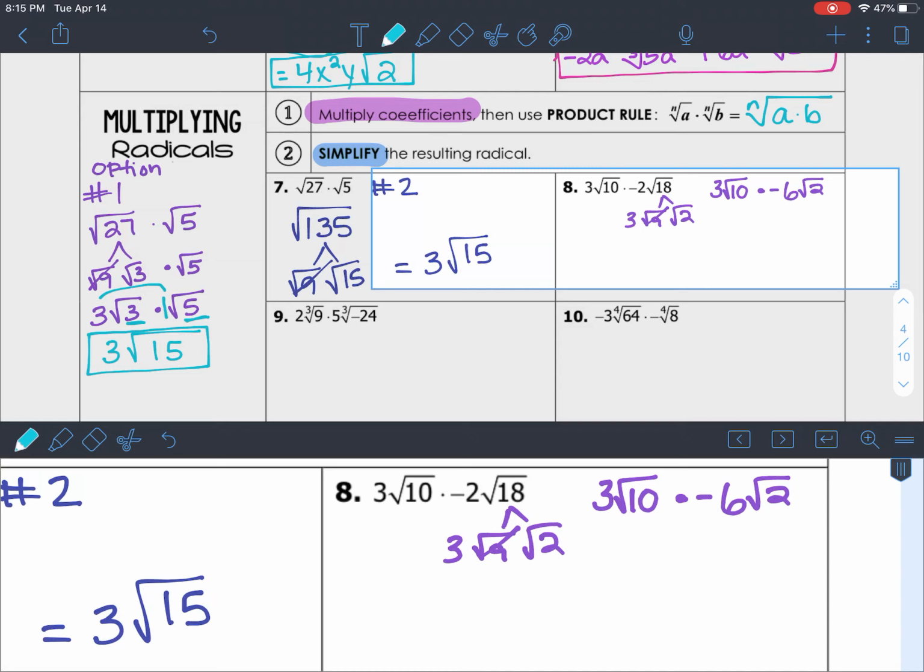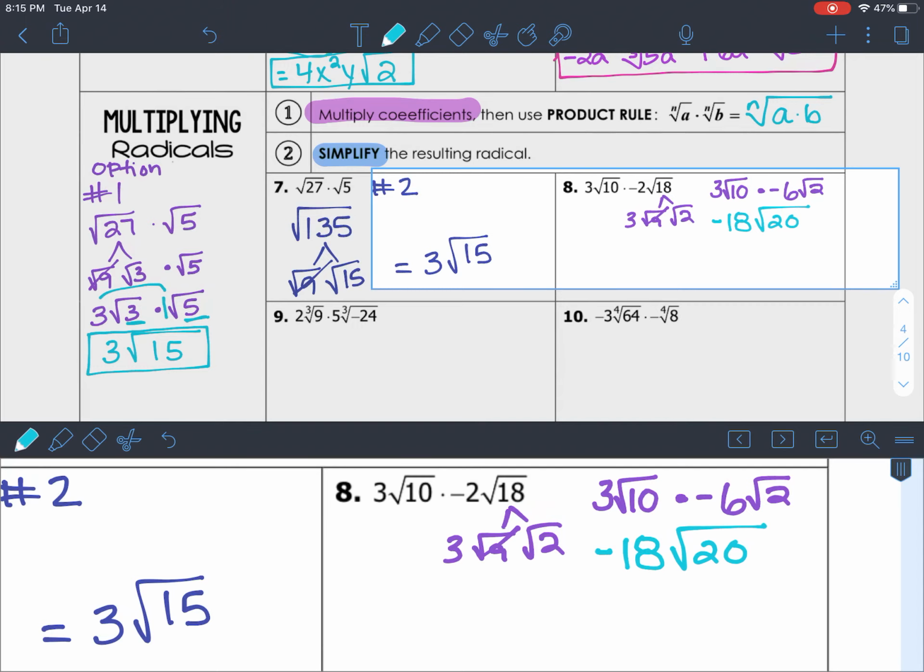So when I multiply, I'm going to do my 3 times my negative 6. So I'm doing my coefficients first. So 3 times negative 6, which is negative 18. And then I multiply whatever's underneath of my radical. So 10 times 2, which is 20.